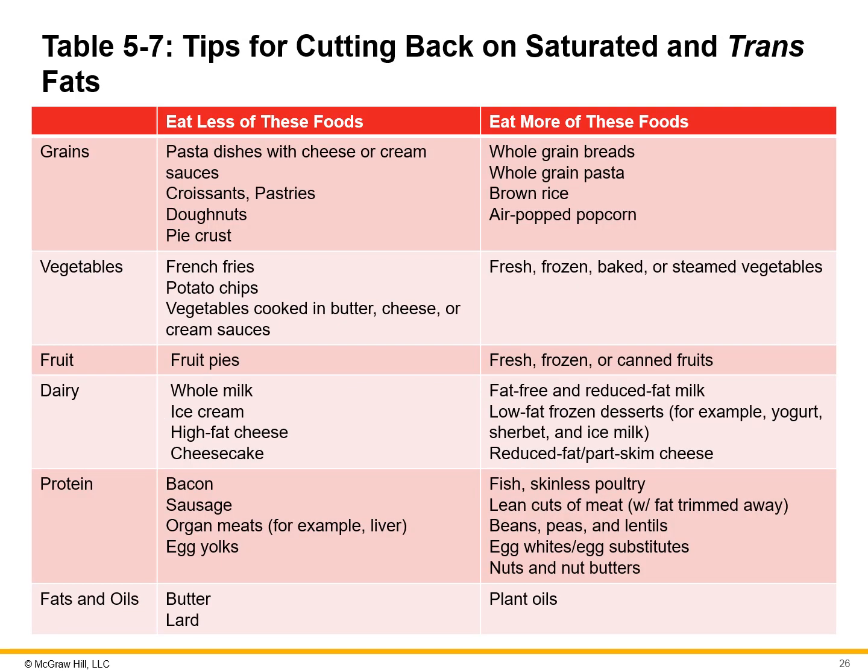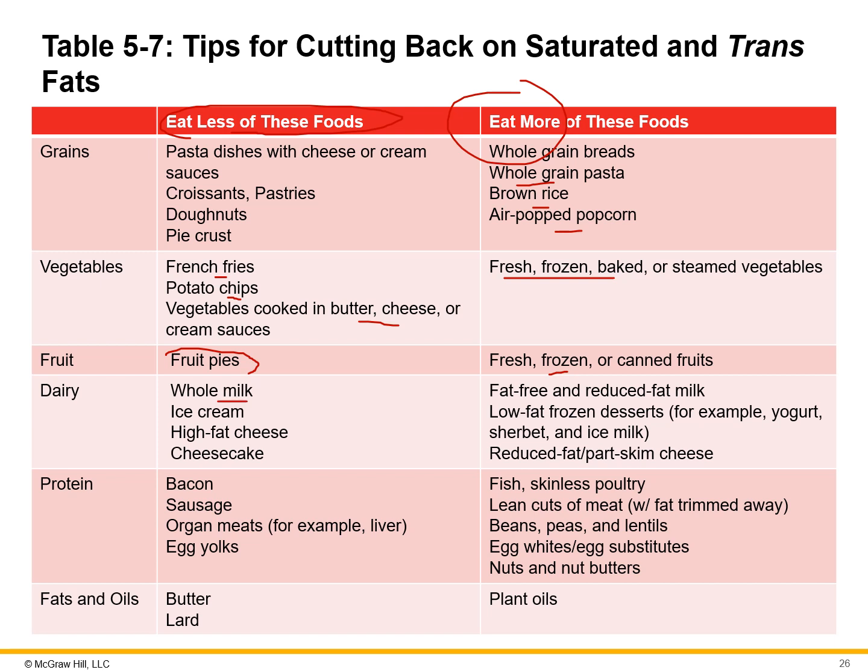So just some tips here for cutting back on the saturated and the trans. Eat less of what's over here on the left, and more of what's on the right. As far as grains, again, whole grains, brown rice, air popcorn instead of all of the extra butter that's on it. As far as vegetables, fresh, frozen, baked or steamed, not French fries, not potatoes put in butter. As far as fruit, not eating pies to get our fruit intake, but again, fresh, frozen, or canned.